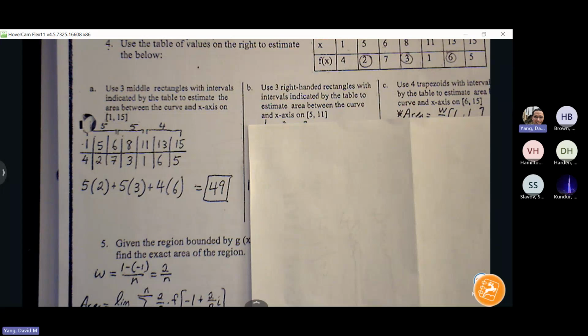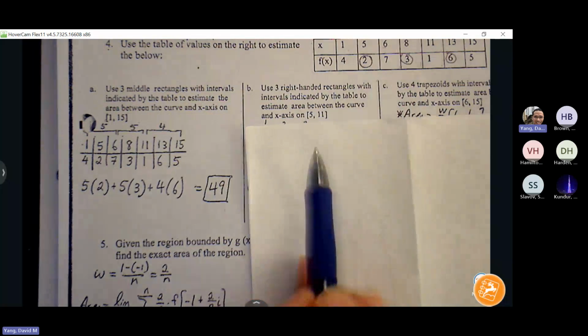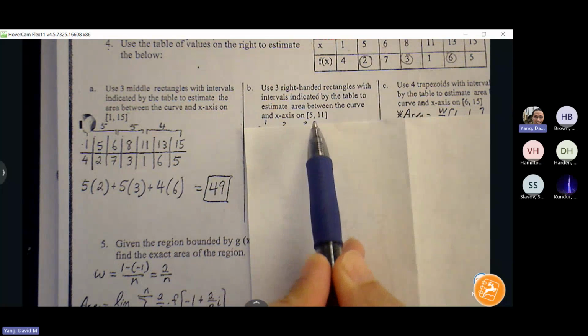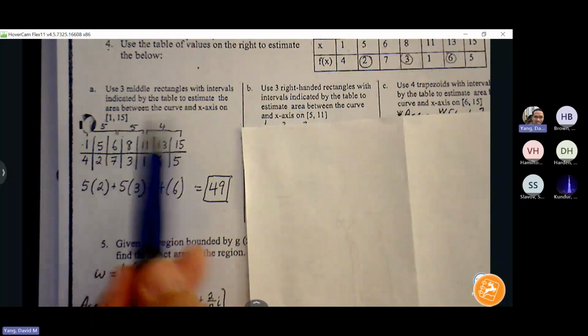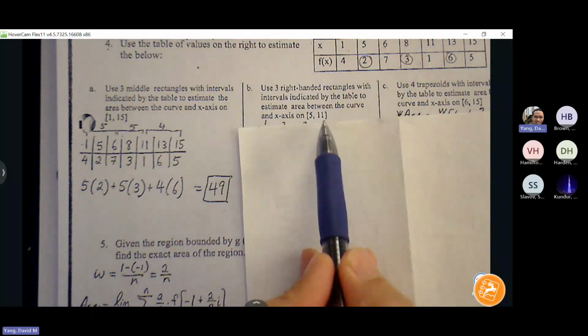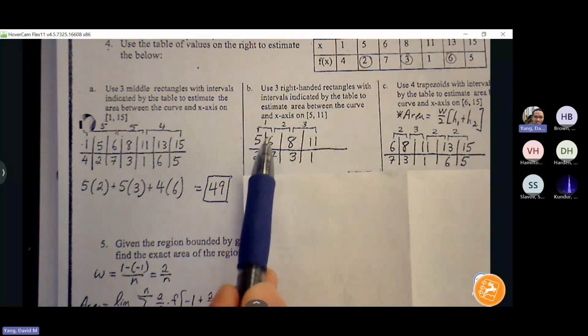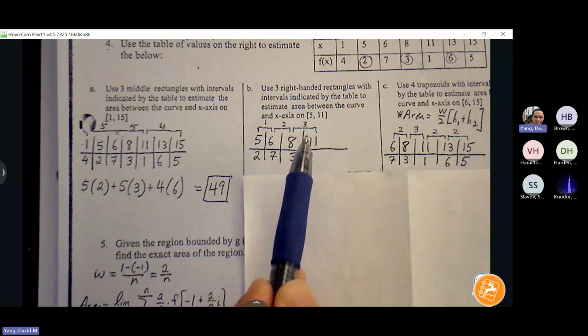Okay, part B, use 3 right-handed rectangles, but be careful that you're paying attention to your endpoints, because we're not going from one end to the other. We're starting at 5 and ending at 11. So starting at 5 and ending at 11, we'll do 5 to 6, 6 to 8, and 8 to 11.